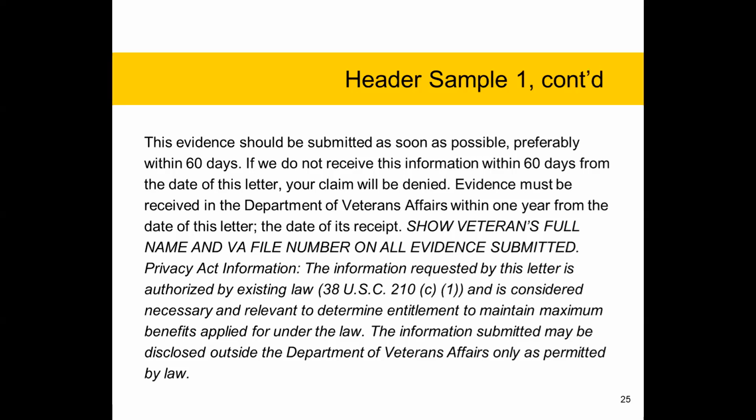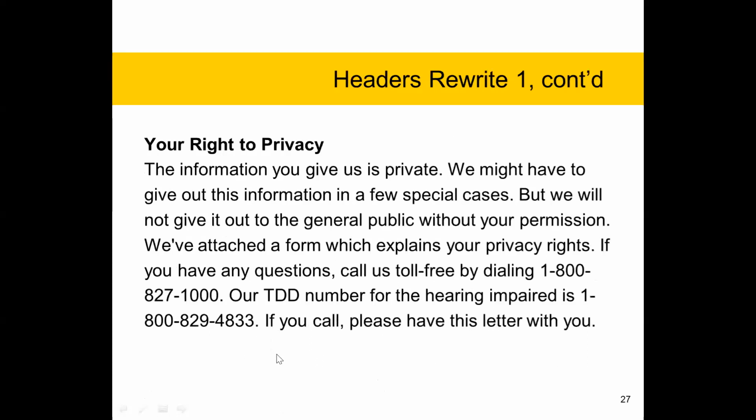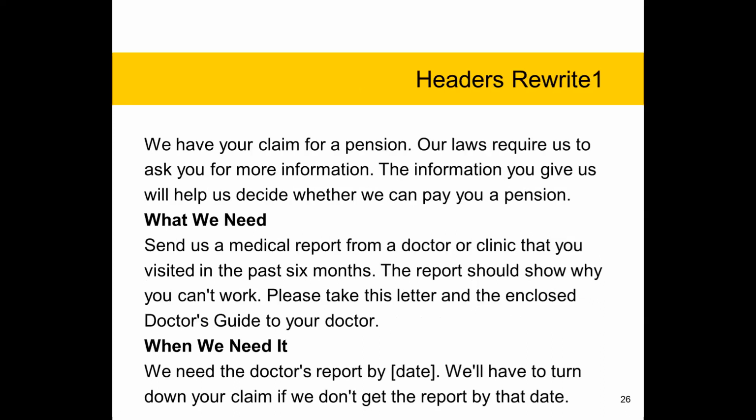For example, the intro, we have your claim. We have to ask for more information. It will help us decide whether or not. So your headers are what we need, when we need it, your right to privacy. People are mostly asking, when do I do it? There's a date. What do they need? They need these things. Medical report, letter, and the guide are enclosed.